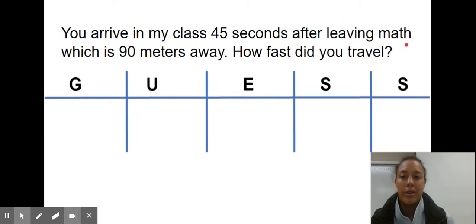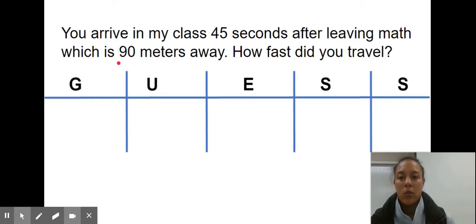Okay, back to the problem. You arrive at my class 45 seconds after leaving math. So my first thing right here is, what am I identifying with 45 seconds? Well, I know my unit is seconds, and seconds is a unit of time. So my variable here is time, which is equal to 45 seconds.